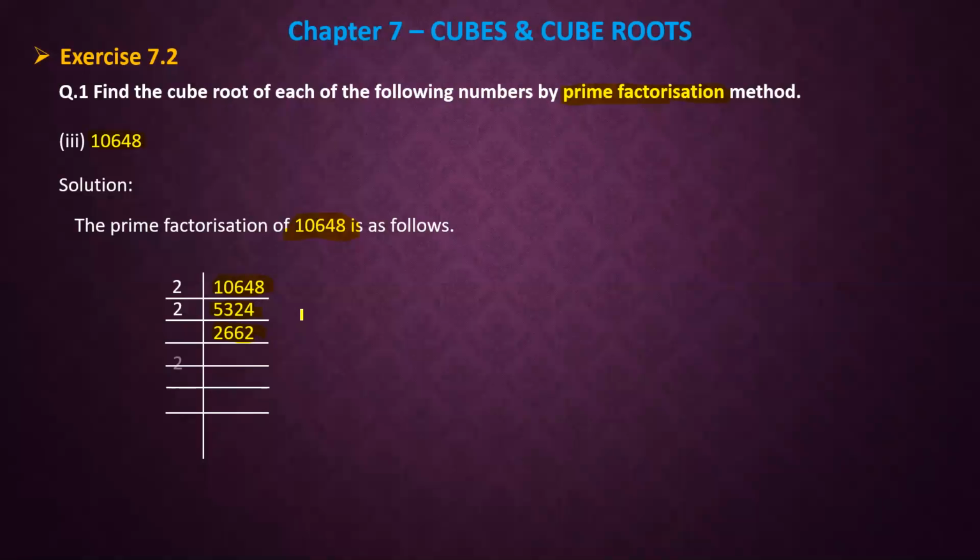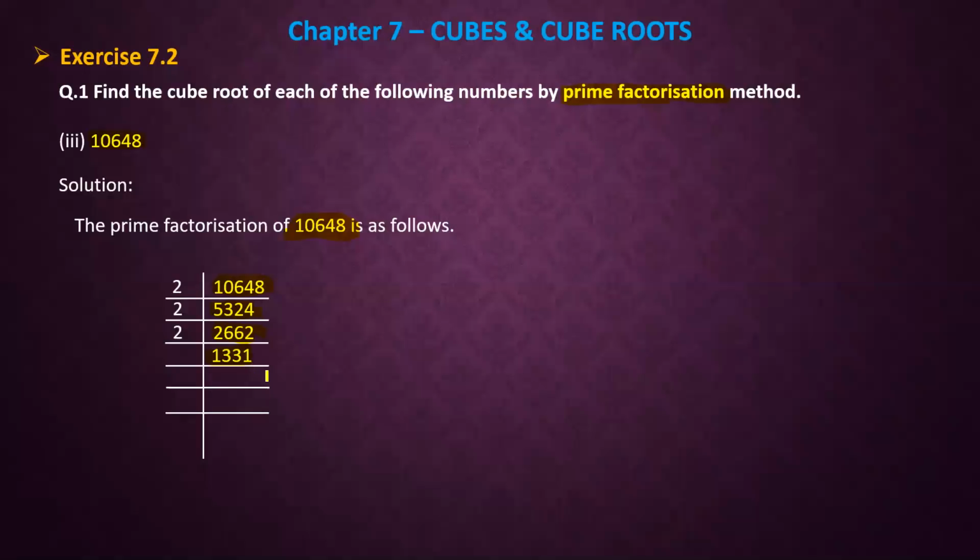So again we are going to take 2 as a prime factor. That means again we are going to divide it by 2, and after dividing it by 2, we are getting 1331. Now this 1331 is an odd number.